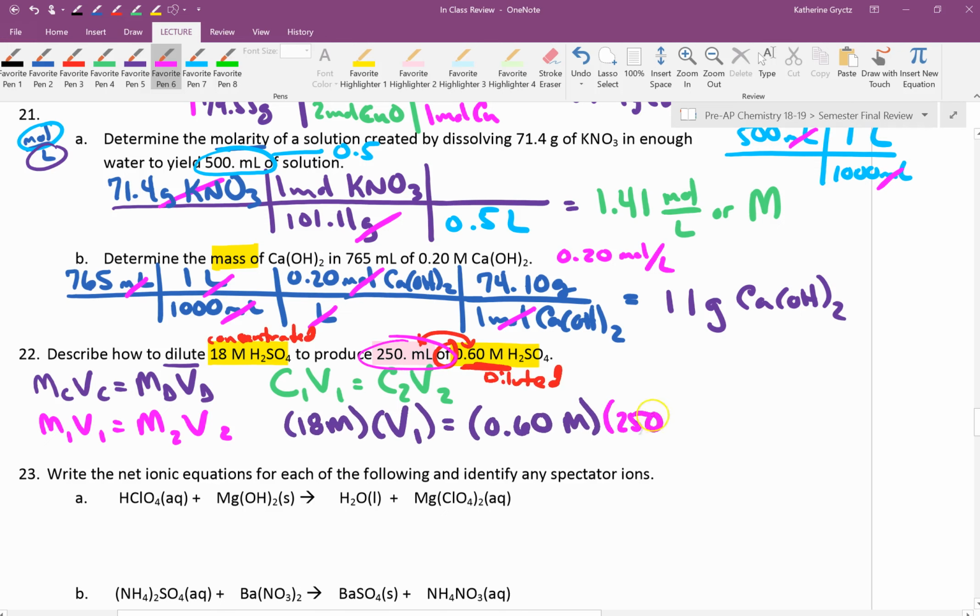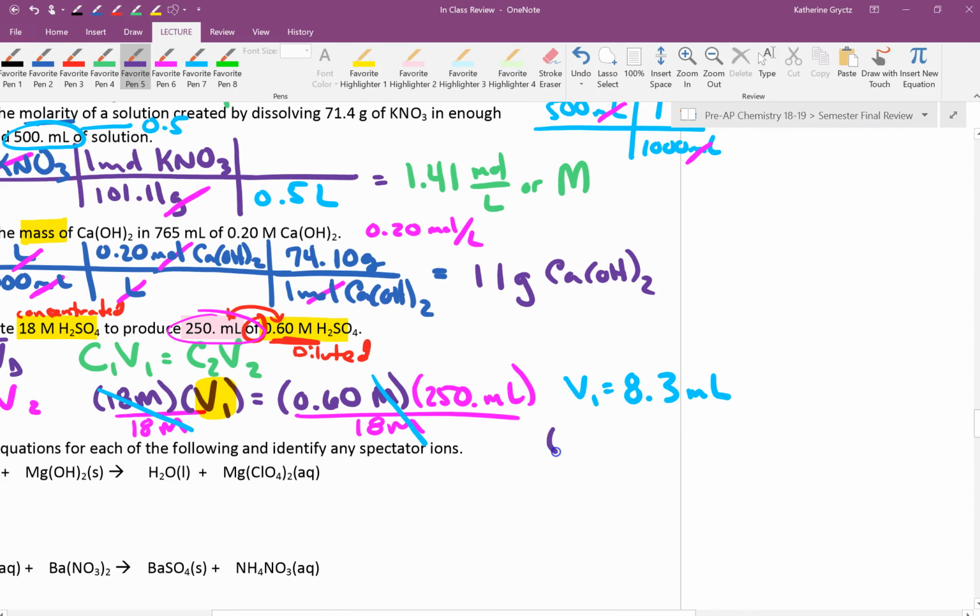If you leave it as 250 milliliters, when you solve this algebraically for V1, you're going to end up dividing both sides by this 18 molar. And what happens then is the molarities cancel out. The molarity is what dictates that it's liters. If the molarities go away, it doesn't matter what units you use for the volume as long as they are consistent. So you can do 0.6 times 250 divided by 18, and this will tell you that V1 is 8.3, but the units would be milliliters.